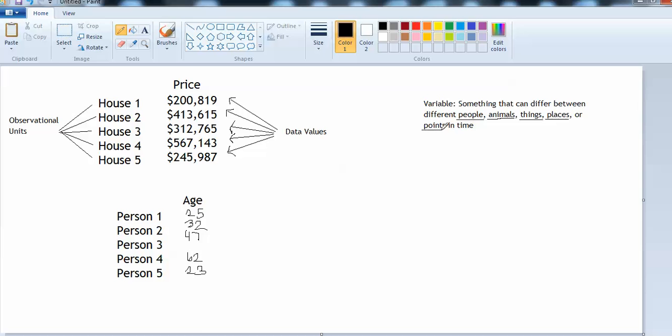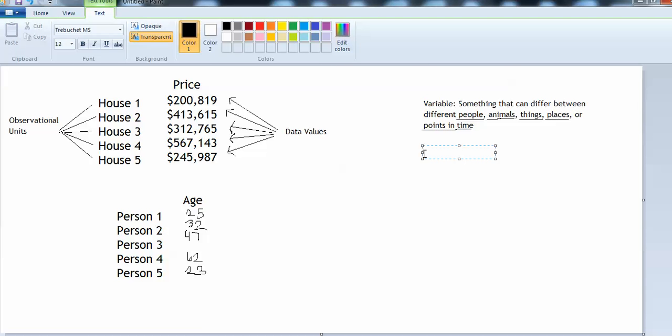What about different points in time? You could say that the temperature outside is different at different points in time, meaning the temperature outside isn't always the same all the time. So you would say that temperature is also a variable. So a variable is just anything that's able to vary. It's not always the same.